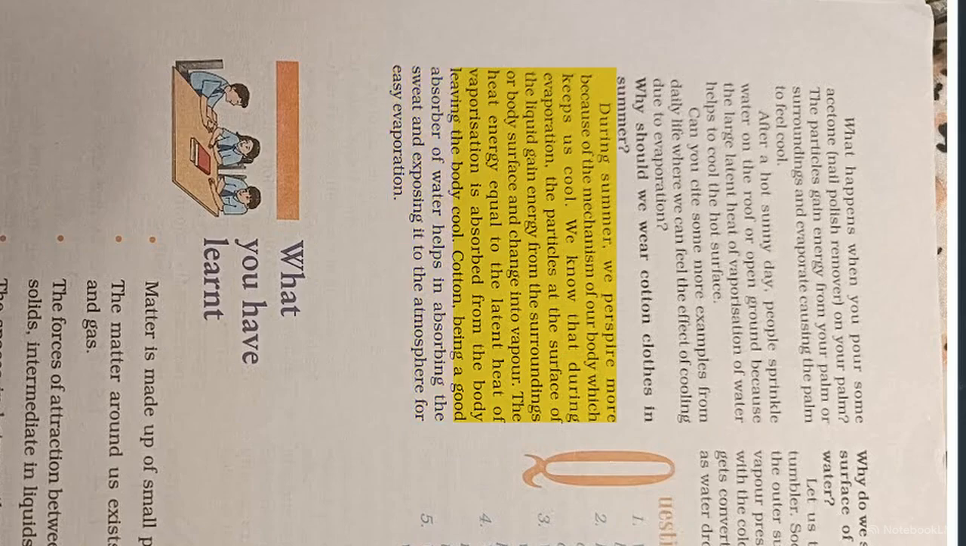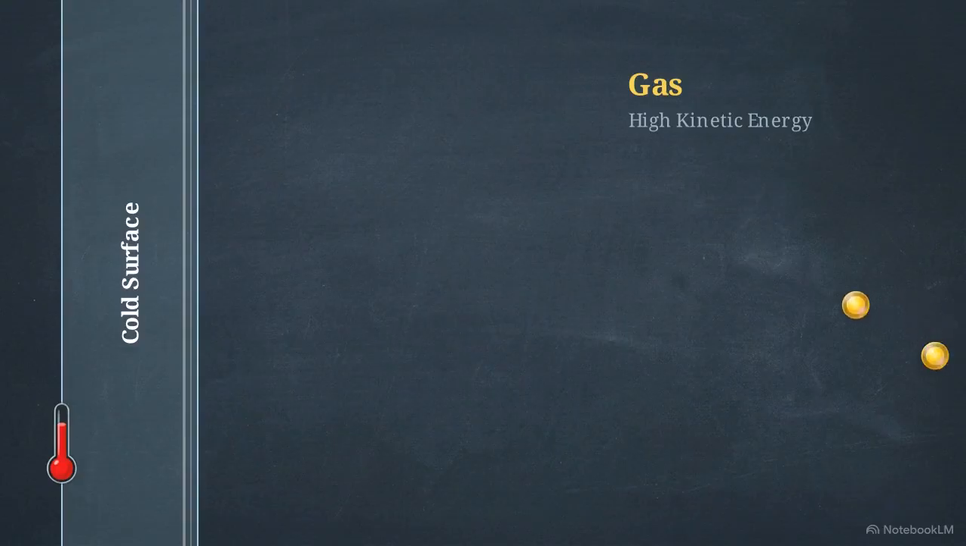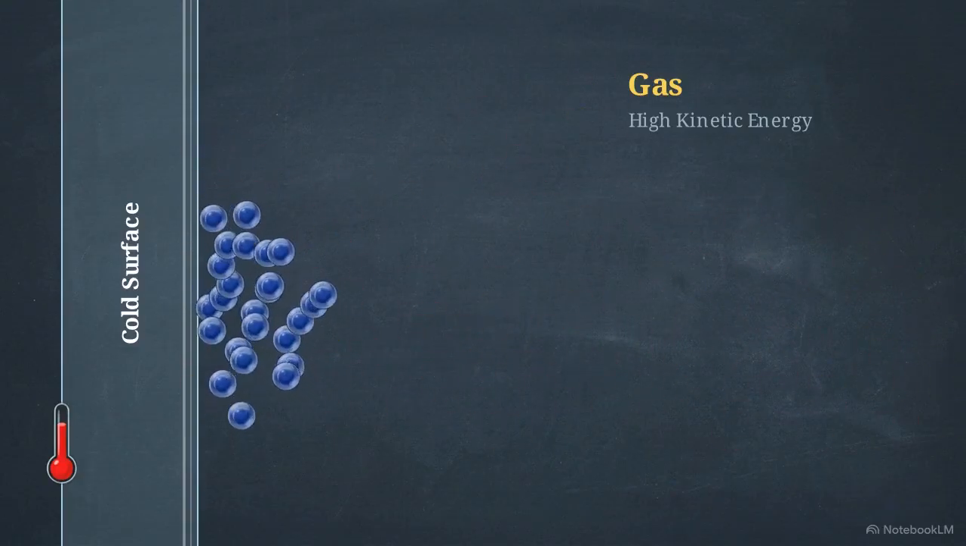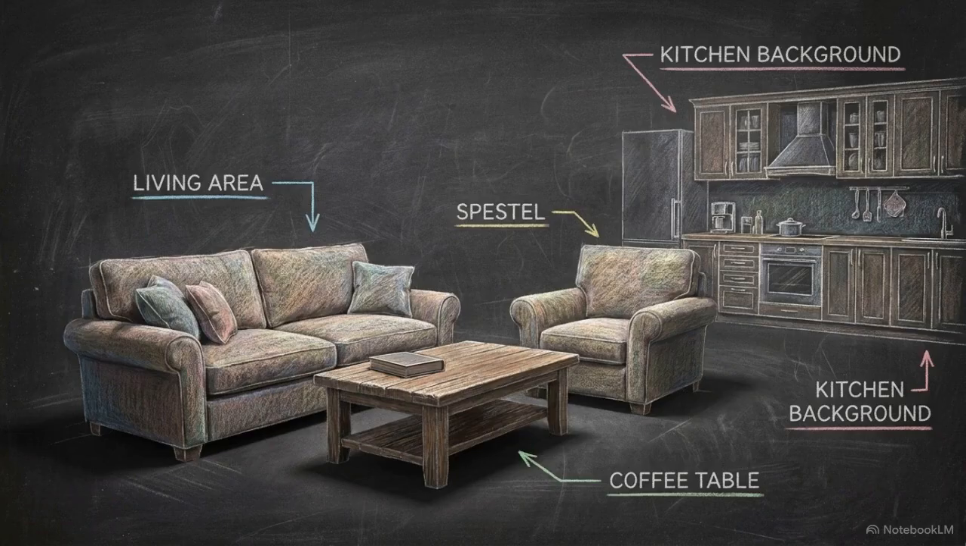The reverse works just as neatly. When high-energy gas particles hit the side of a cold glass, they lose their kinetic energy on impact. They slow down, lock hands, and condense back into a liquid. Our environment looks like a collection of static, solid objects.